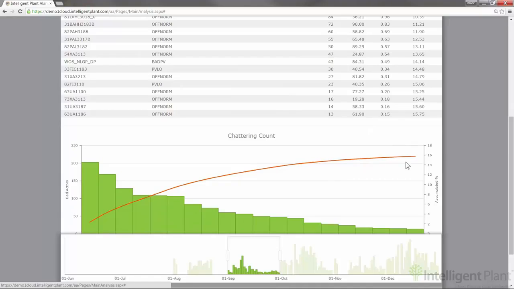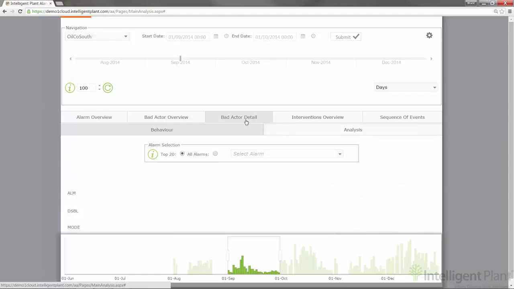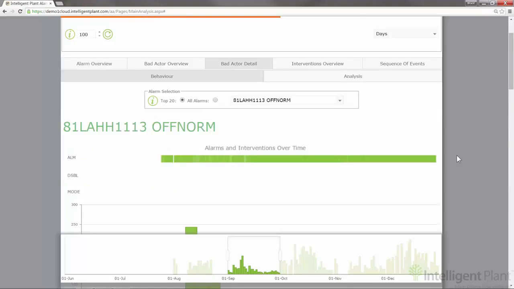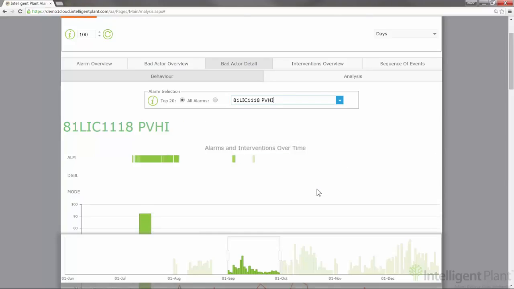So, now we know which tags are causing us a problem. What we want to do now is examine each tag, see what its behaviour is, and what we might do to fix it. By default, the first tag is chosen, which is 81LAH1113, the worst behaving tag. We'll change that to 81LIC1118, as being a controller, it has more interesting details to look at.